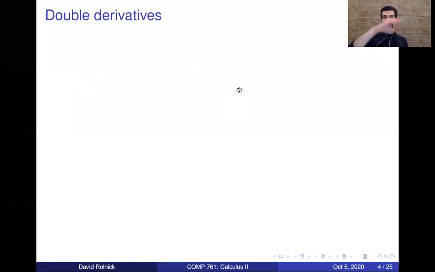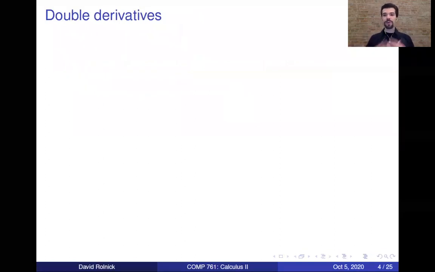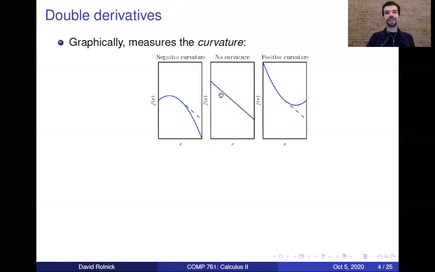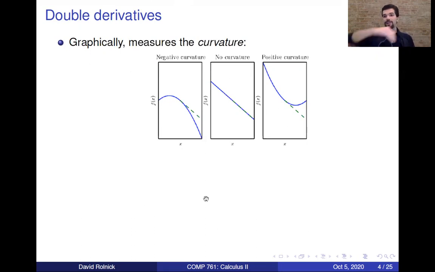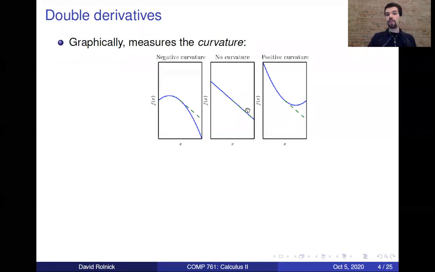So this is continuing on from last time, where we were discussing derivatives, and in particular, double derivatives. If you recall from last time, the second derivative of a function is going to measure the curvature. So if it has negative curvature, the second derivative is negative, then it's going to sort of bend down. The slope of the function is decreasing. Here it starts out positive, it gets lower, and then the slope becomes negative. Here there's no curvature, so the function is just a line. That's the slope is constant.